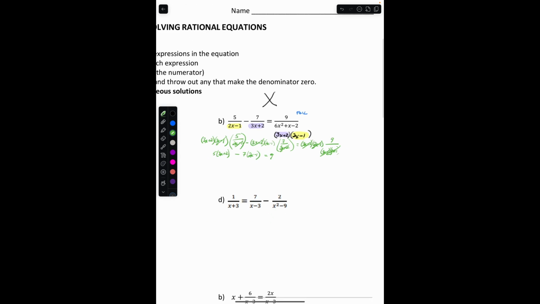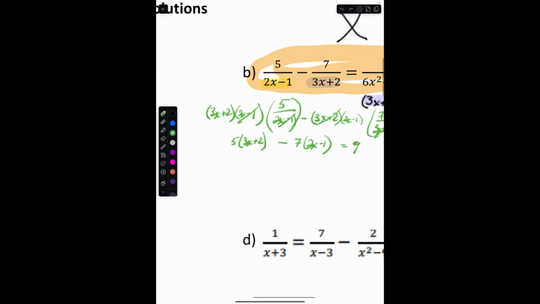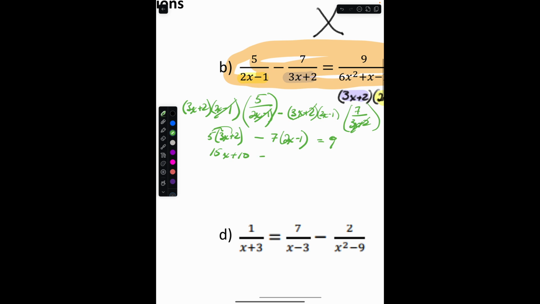Why is that better? Well, instead of having all of these complicated fractions up here to deal with, I have changed it into a relatively simple algebra problem by multiplying through by the common denominator. Now it's just baby algebra, right? I have to multiply the 5 in. 15x plus 10 minus 14x plus 7 equals 9. That's me just multiplying things in.